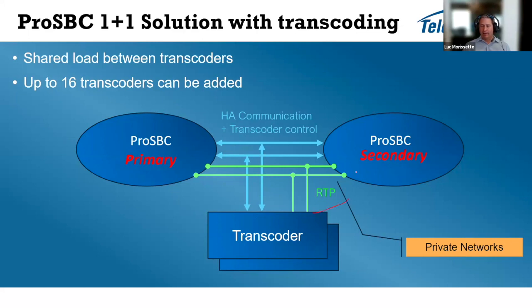These networks here are usually private networks. Okay, so they can be on separate VLANs, separate Ethernet switches, and it's like an internal network for the global system. Okay? You can have up to 16 transcoders enabled for a ProSBC system.